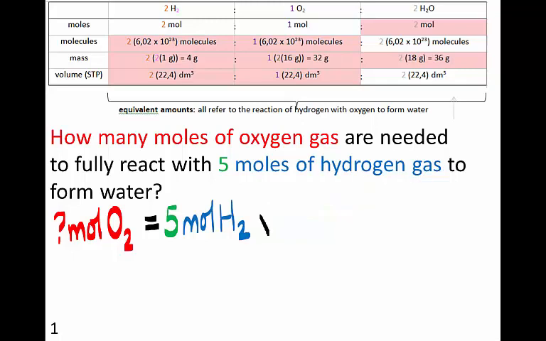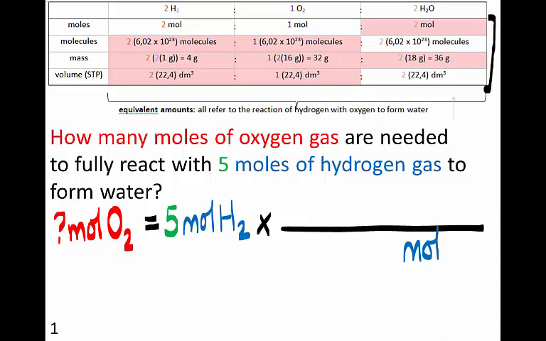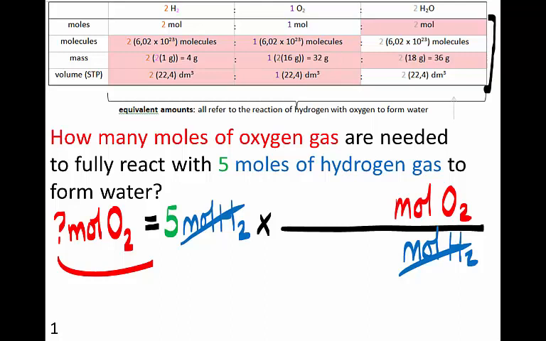So now we need a conversion factor with equivalent amounts at the top and the bottom. Over here in the table, we have many equivalent amounts, and any pair of them can be used as our conversion factor. But not any pair would be useful. Only the pair that has moles of hydrogen at the bottom to cancel away the given unit, and moles of oxygen molecules at the top to introduce the required unit. Only that pair will be useful.